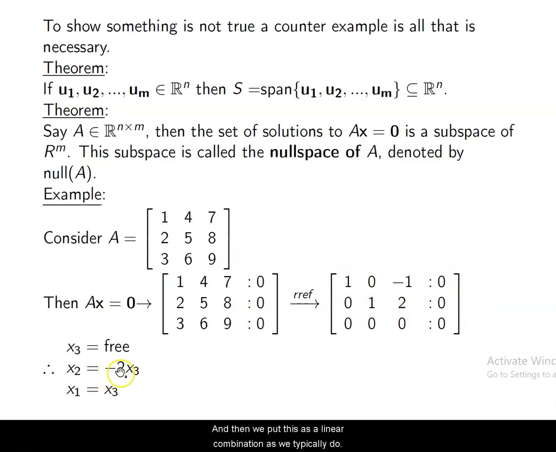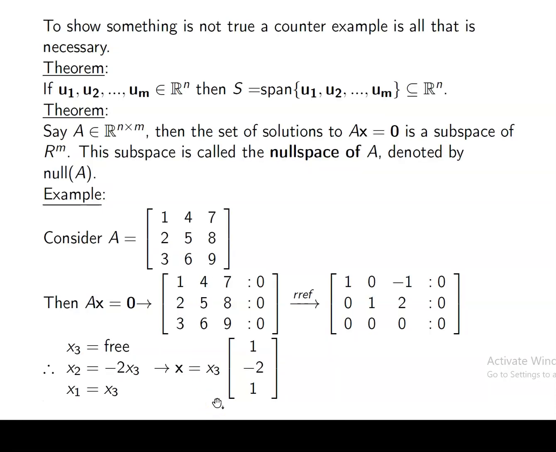Okay, and then we put this as a linear combination, as we typically do. Then I have x equals x3 times (1, -2, 1). So what this means is all vectors that have this form get sent to my 0 vector. My null space is generated by this set of vectors. In fact, this is only a single vector.